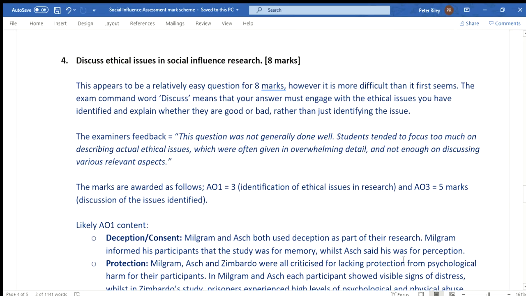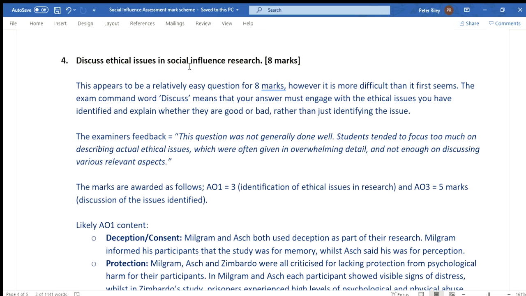We'll get on to question number 4. Discuss ethical issues in social influence research for 8 marks. Now, I remember our students from Holy Family coming out of the exam room last year and being delighted that this question was asked, because there are so many ethical issues in social influence research, and a lot of them were beaming the fact that this was 8 marks, and the vast majority said, oh yeah, I've got 8 marks there in the bag.